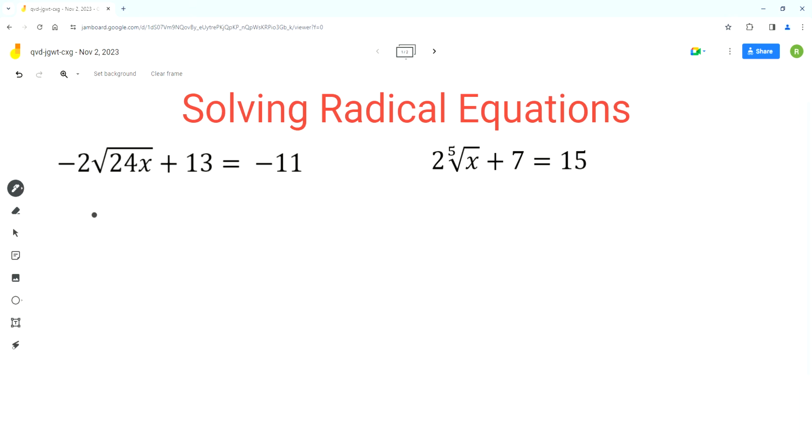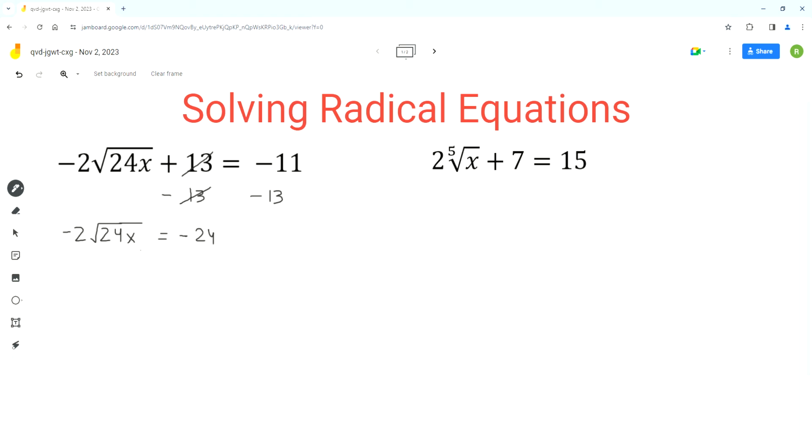So the first step here is to subtract 13 from both sides to isolate the x term on the left side. So we subtract 13 from both sides of the equation. So the 13 on the left side of the equation cancel each other out. So we get -2 square root of 24x equals, so now on the right side we do -11 minus 13, which is equal to -24.